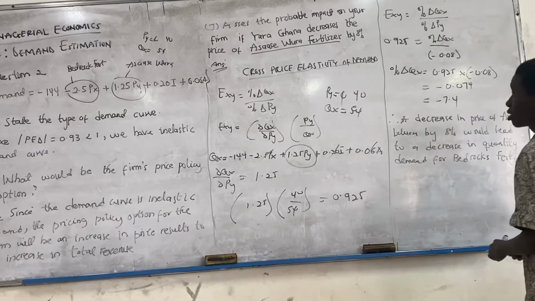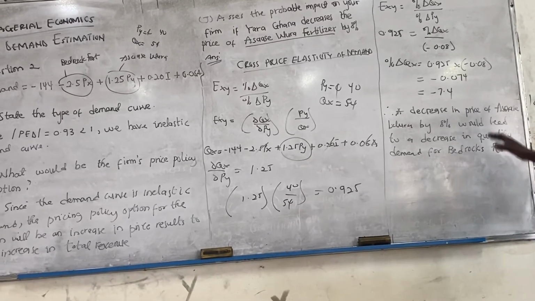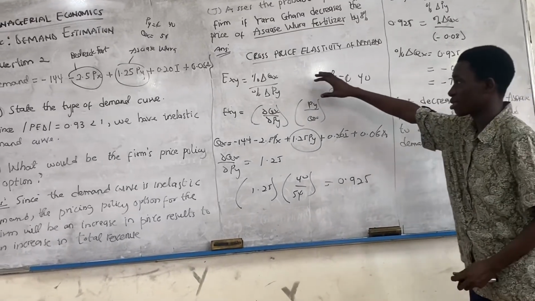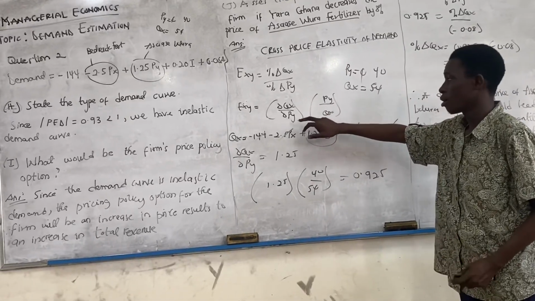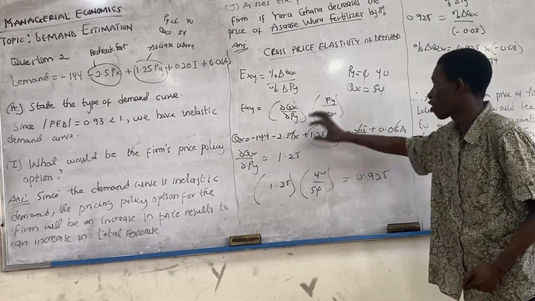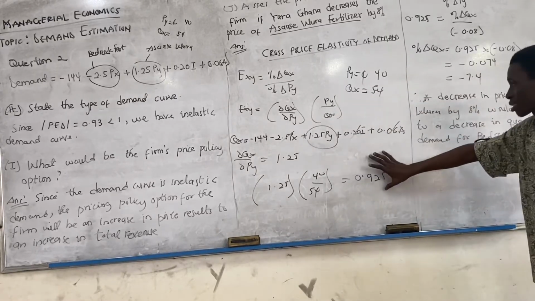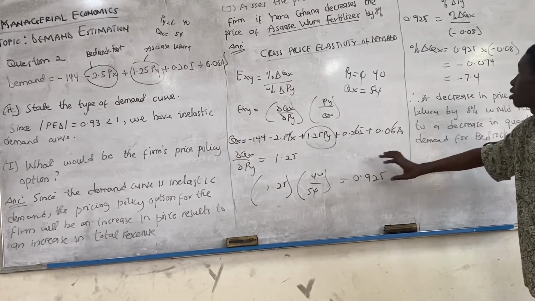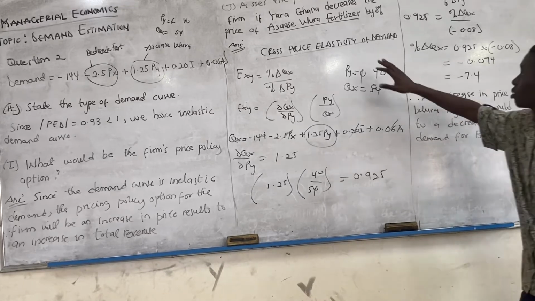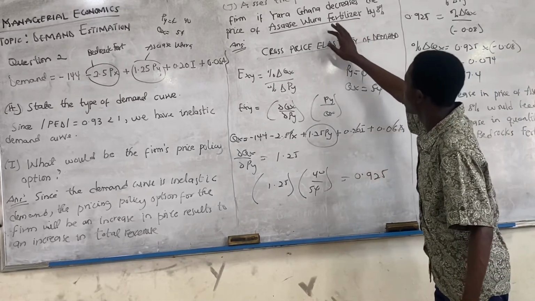So, after this, this is how we calculate it. First, you find the cross price. That is, you differentiate QS with respect to PY. You get 1.25. PY in our question was 40, QS 54. We had just the cross price elasticity. Now, they were asking about a decrease.